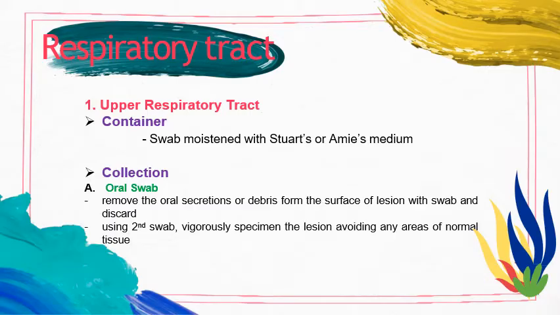Your respiratory tract is divided into, first, the upper respiratory tract. The container that you will be using is a swab moistened with Stuart or Amies medium. The collection is for your oral swab. Remove the oral secretion or debris from the surface of the lesion with a swab and discard. Using the second swab, vigorously sample the lesion, avoiding areas of normal tissue.